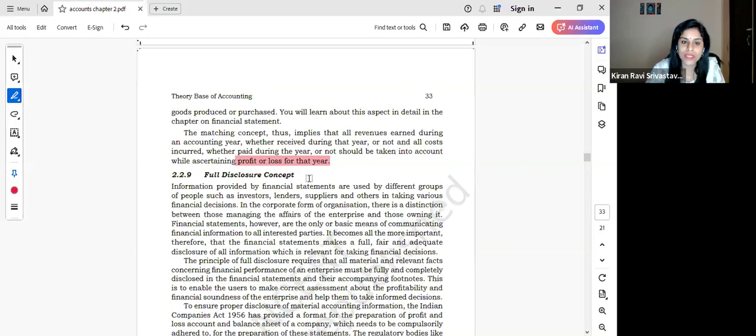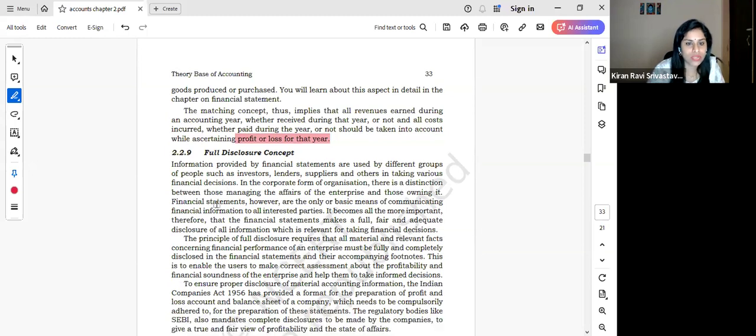So today we will be starting with the full disclosure concept. In the previous classes, we have covered the other 8 concepts of accounting principles. So what is the full disclosure concept? The full disclosure concept says that information provided by the financial statements is used by different groups of people.